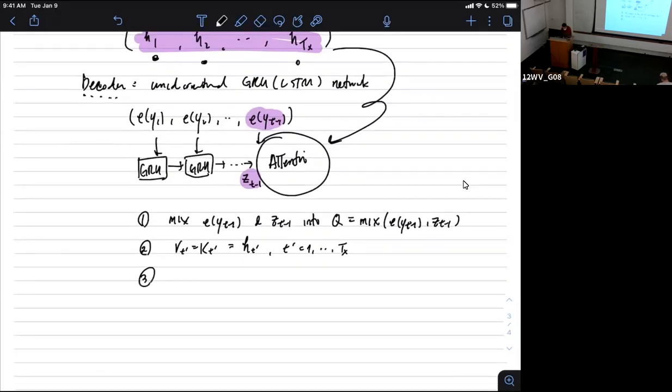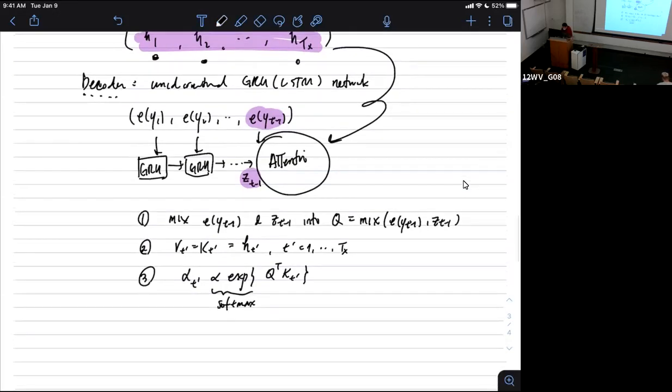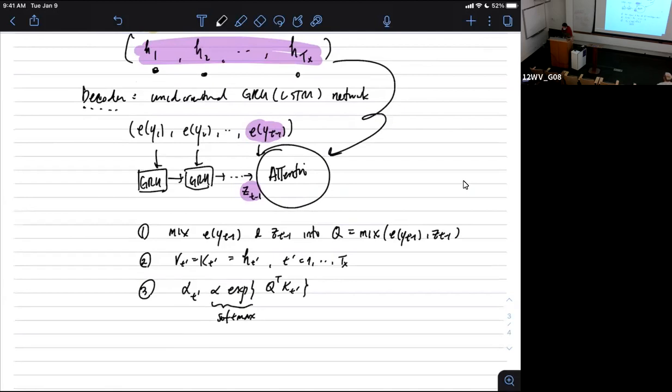We now know how to compute the attention score. The attention score is associated with each and every one of these source-side hidden vectors that represent the input. So the alpha_{t'} is going to be proportional to the exponential of the dot product between q and the key of that particular t'. What is this proportional to? That's just softmax. And this happens for all t' going from 1 to T.